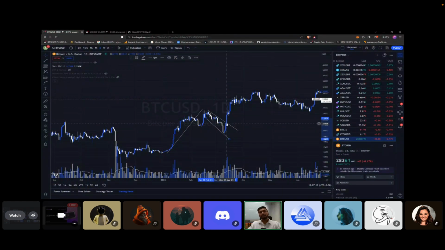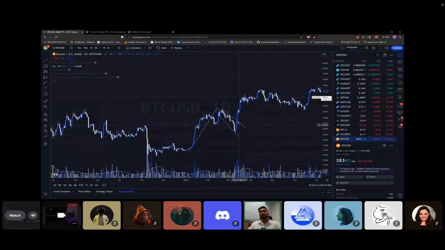Now I finally get a breakout of this range as well here. And this is where I will initiate my position. So I will buy here. I will keep my stop loss right below the low.